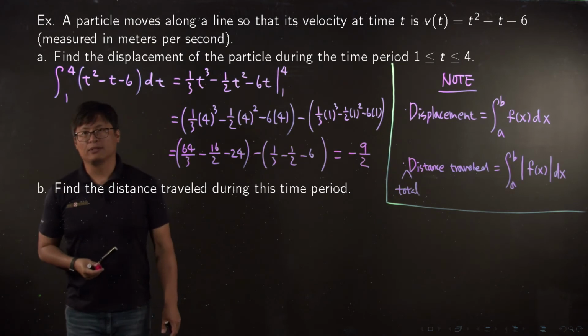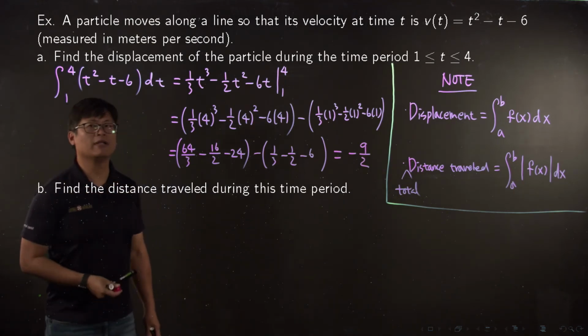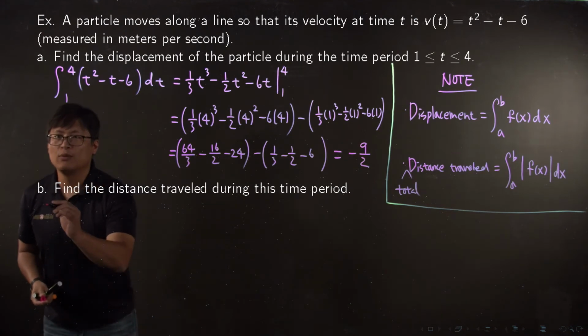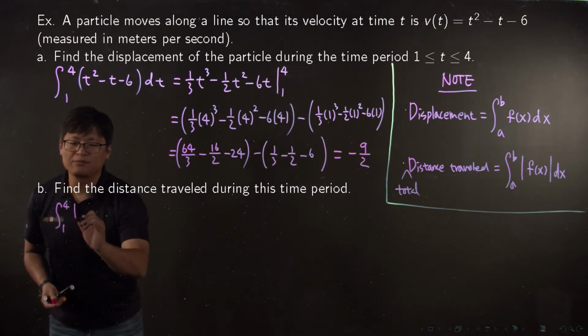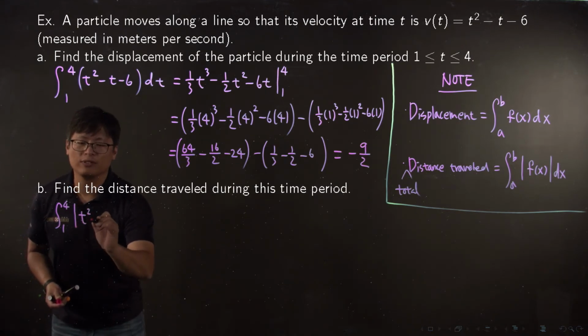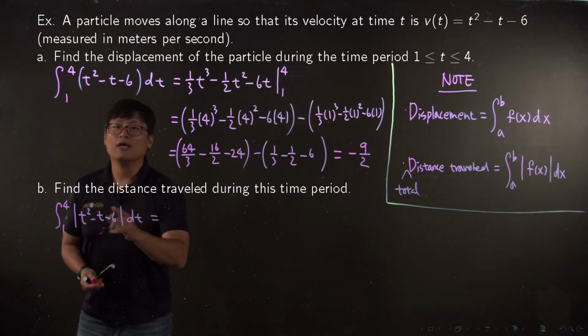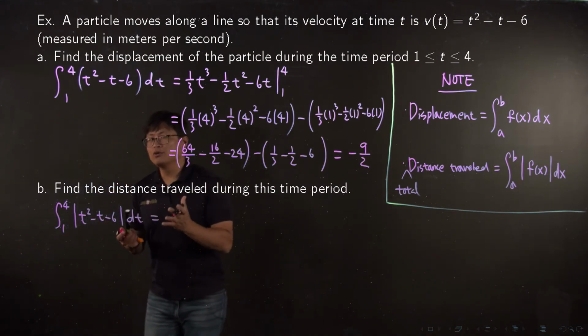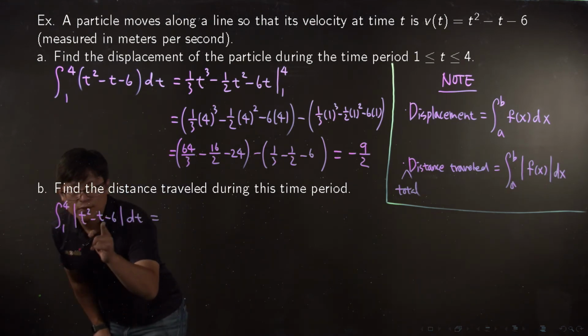And what about the next part? Now I ask you to find the total traveled distance, right? So as I told you, it will be done by the integral from 1 to 4, but it must be the absolute value of your function, t squared minus t minus 6, dt, right? To complete this one, we would like to know the graph of this function, right? So here we go. Let me give you the graph of this one.